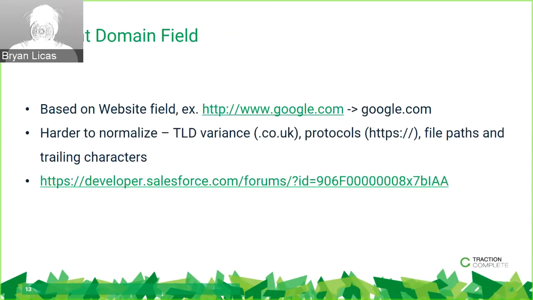But in Traction Complete, we've actually handled these by giving you a custom field populated with a trigger and giving you the ability to load in as many domain exclusions as you want using a custom setting. We have a list of about 4,000 that we can load into your org and share with you.